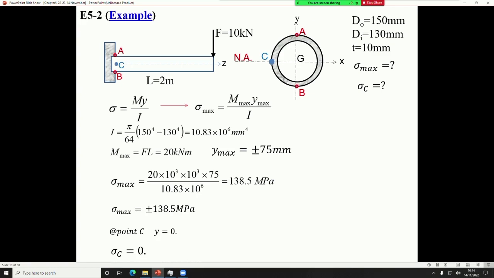So point C is located on the neutral plane. It has a coordinate of 0 because the y coordinate of C is equal to 0. So based on this equation, when I apply a bending moment, it remains unstressed.